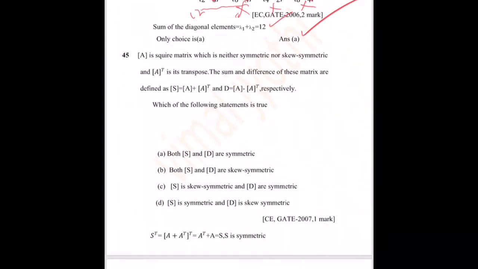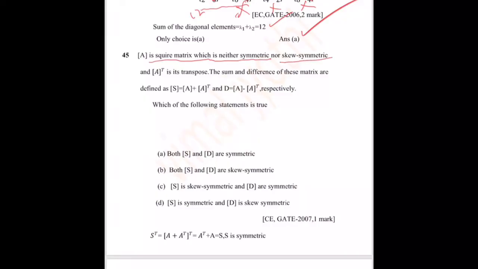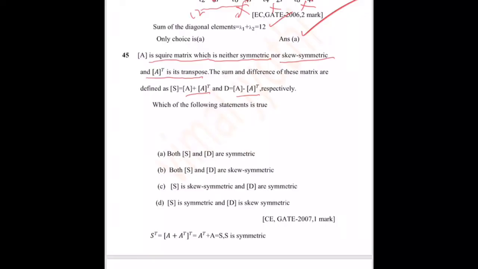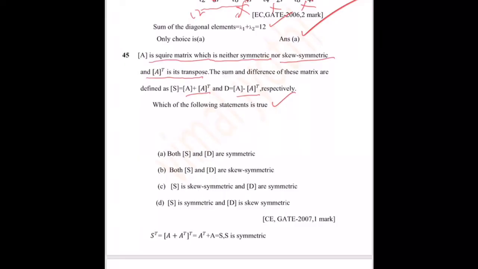Then A is a square matrix which is neither symmetric nor skew-symmetric, and A transpose is its transpose. The sum of these matrices is A plus A transpose, and the difference is A minus A transpose, respectively. Which of the statements is true?